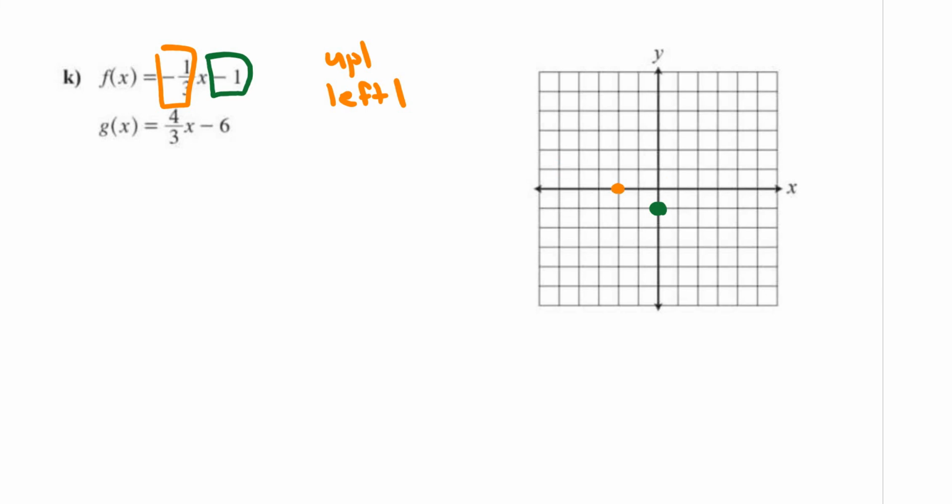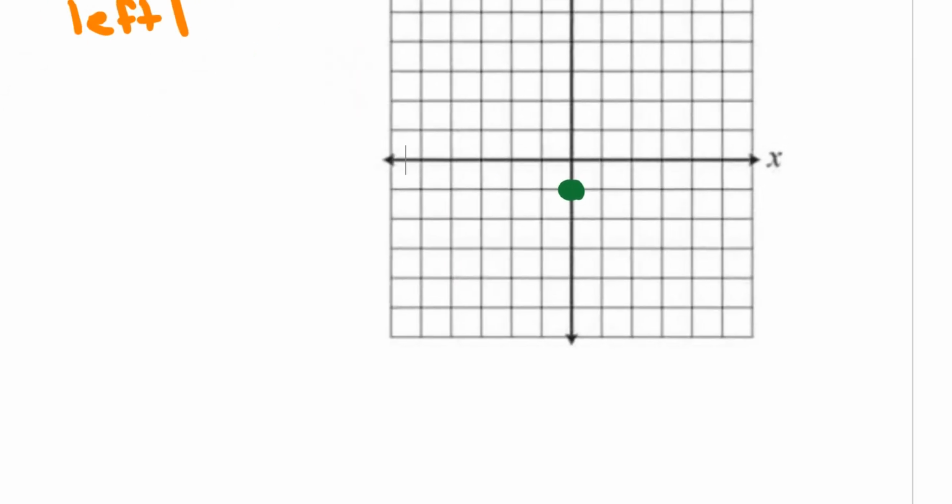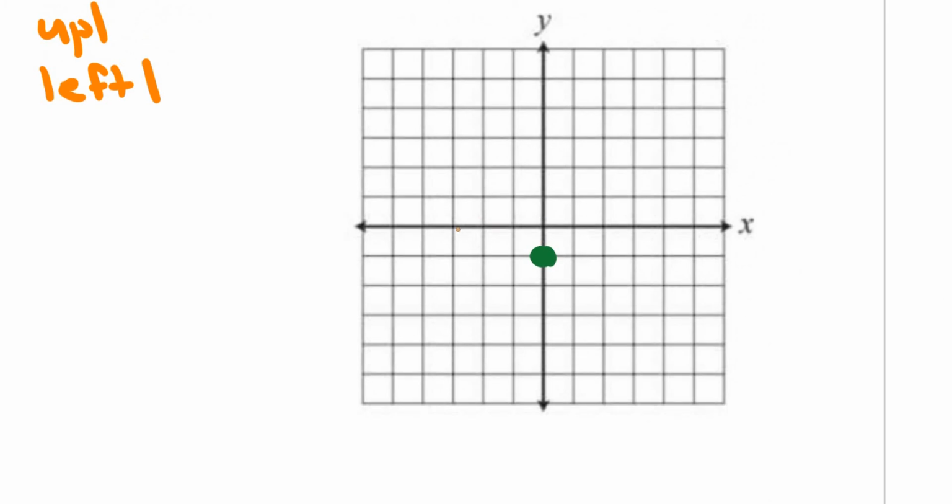Whoops, I did that wrong. Make sure I count this correctly. So up 1, left 3, and up 1, left 3. And then you would go down 1 over 3 and down 1 over 3. And that's it, you're done.